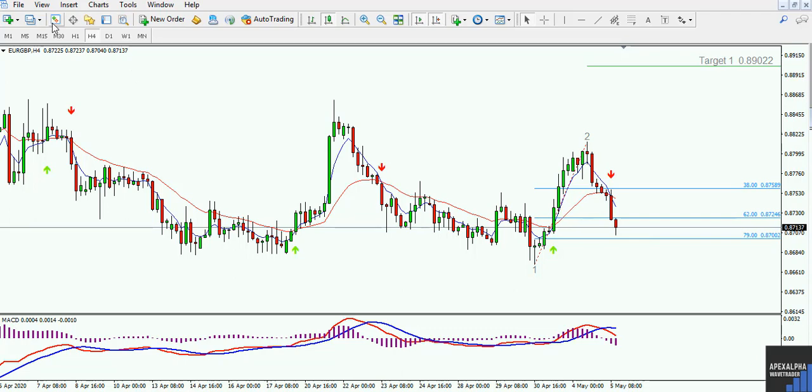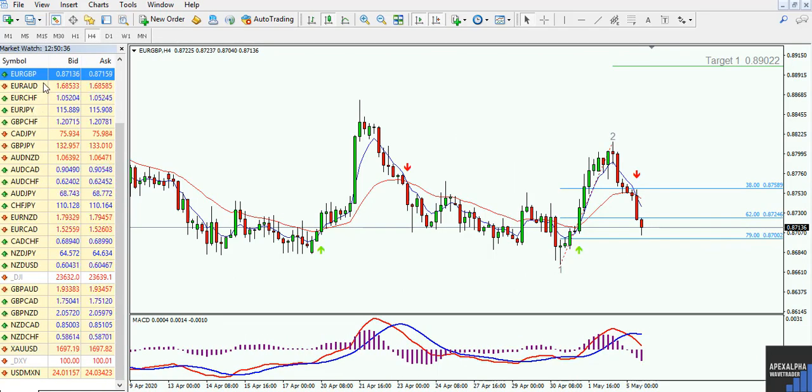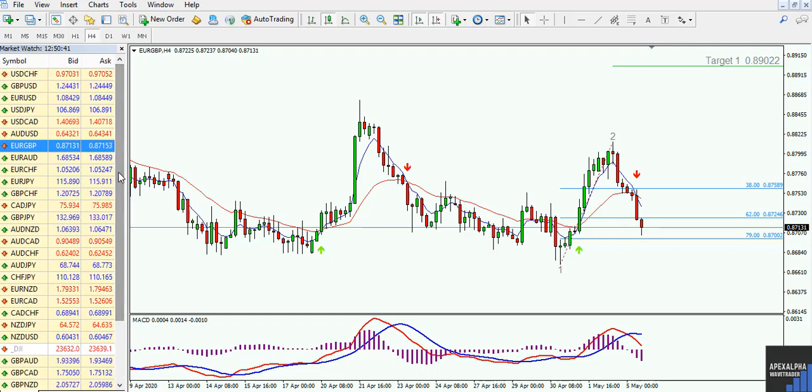Which other one is there? Euro USD. You already know the analysis on Euro USD. I'm not going to talk about that again because we analyzed it together here.